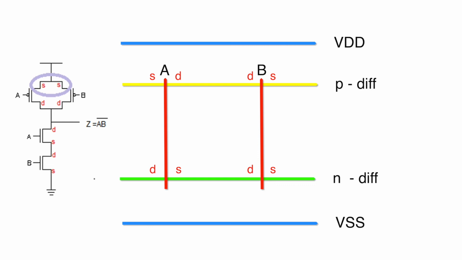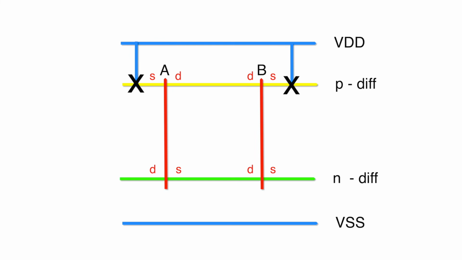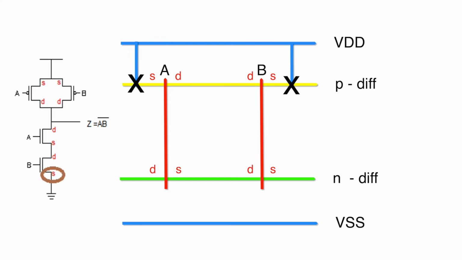Pull-up network: trace a blue line vertically to represent the metal 1 from S for both poly A and poly B to connect to VDD. Don't forget to put a contact X. Pull-down network: trace a blue line vertically to represent the metal 1 from S of poly B to VSS. Don't forget to put a contact X.